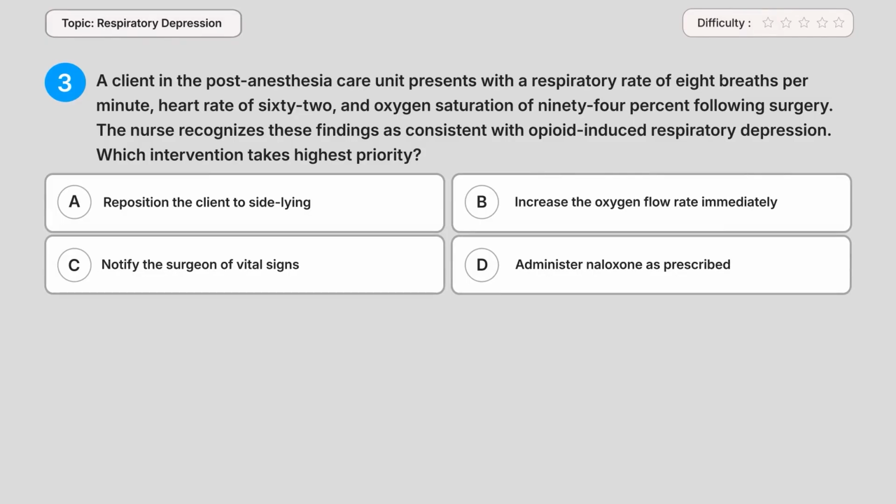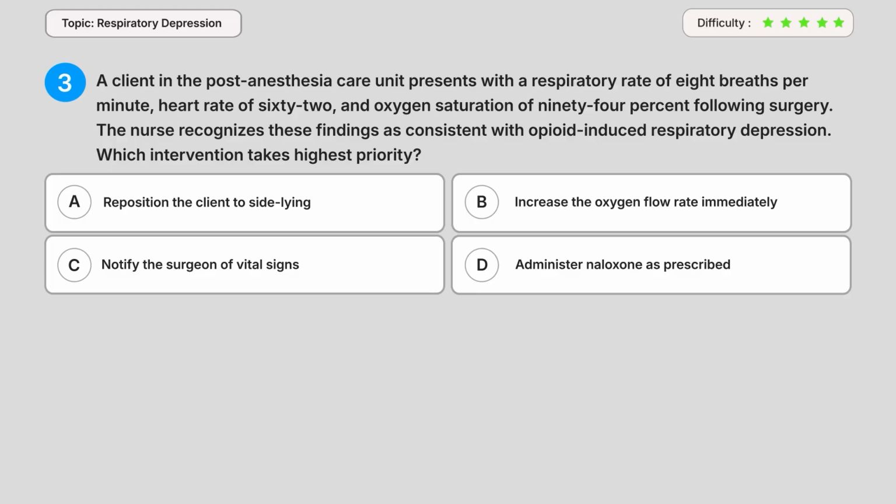3. A client in the post-anesthesia care unit presents with a respiratory rate of 8 breaths per minute, heart rate of 62, and oxygen saturation of 94% following surgery. The nurse recognises these findings as consistent with opioid-induced respiratory depression. Which intervention takes highest priority?